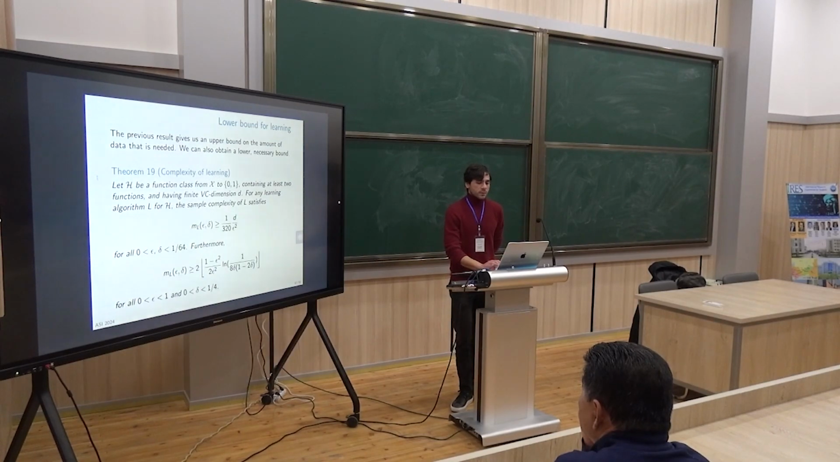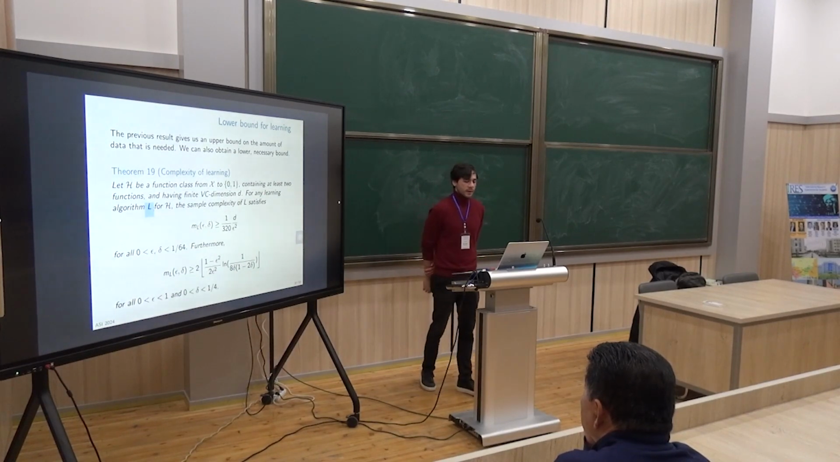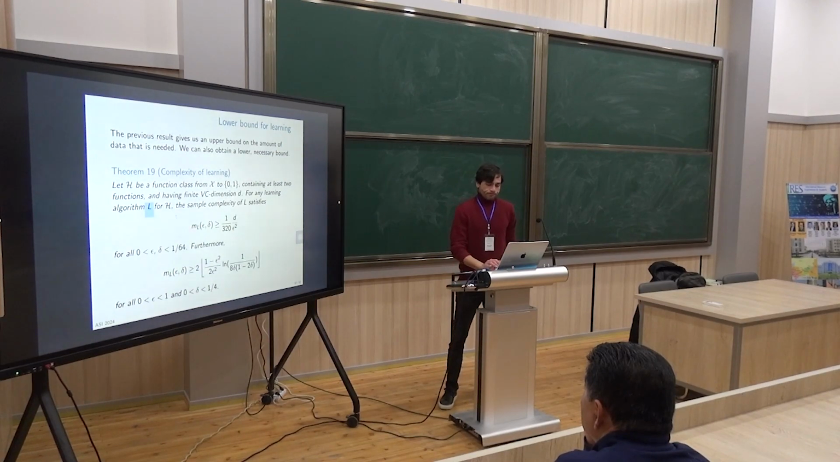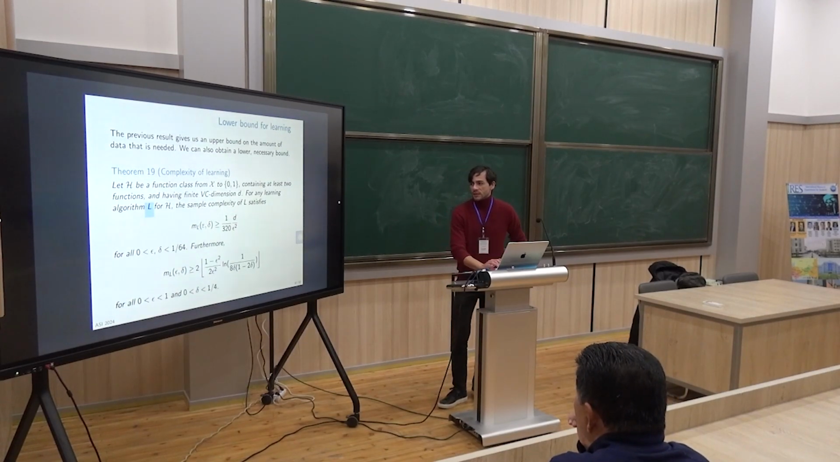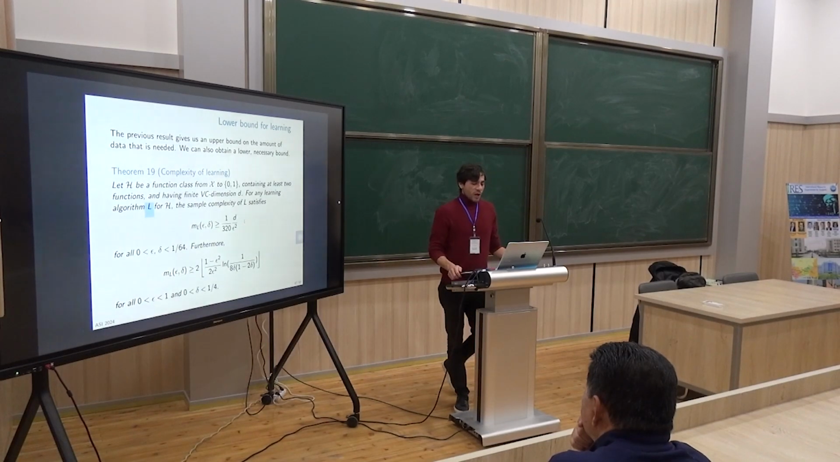It goes like this. So we have the hypothesis functions, H, and let's say that they have a finite VC dimension d. And then for any learning algorithm, so whatever method that we consider that maps data to candidate hypotheses, the sample complexity, recall we have defined this as being the minimum number of data points that we need to satisfy this epsilon delta condition, is at least this big. So it's like 1 over epsilon squared times d. And this is more or less the same behavior that we have for the upper bound.